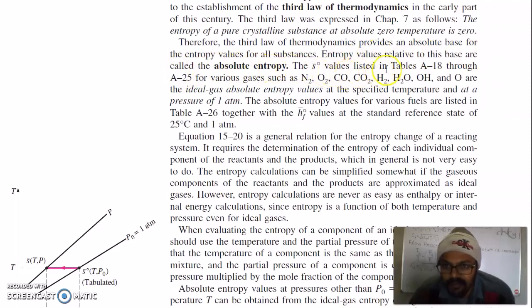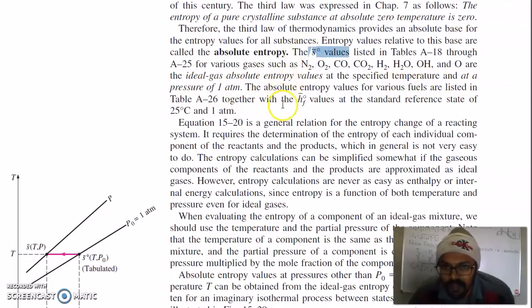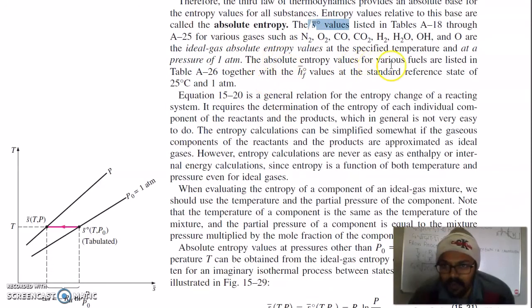The S0 values are listed for various gases such as nitrogen, oxygen, carbon monoxide, carbon dioxide, hydrogen, water, OH and so on. These are the ideal gas absolute entropy values at a specific temperature and at a pressure of 1 atmosphere. So S0 values are given. The absolute entropy values for various fuels are also listed in the table together with H0 values.